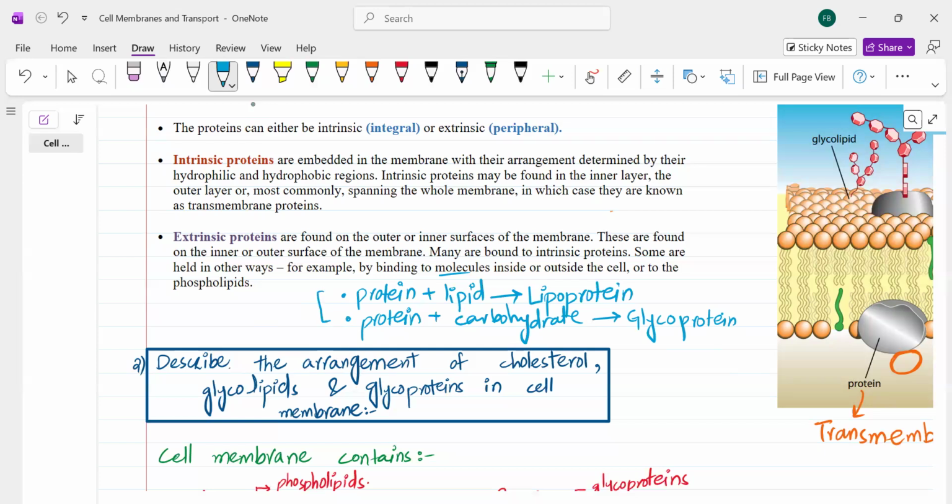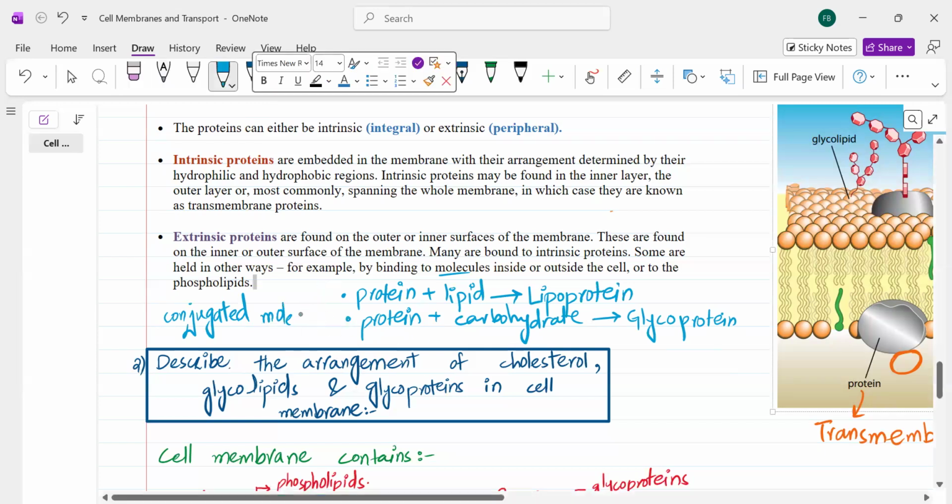Conjugation. You must know this because they ask the specific terminologies in biology. These are conjugated molecules. And this is what they are saying: the extrinsic proteins may be present on the inside or they may be present on the outside.